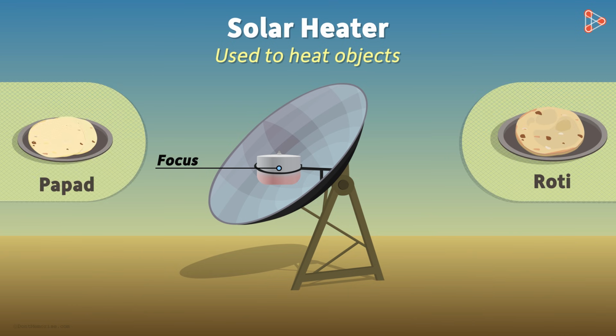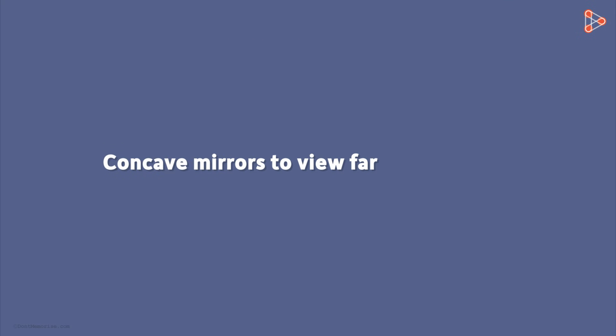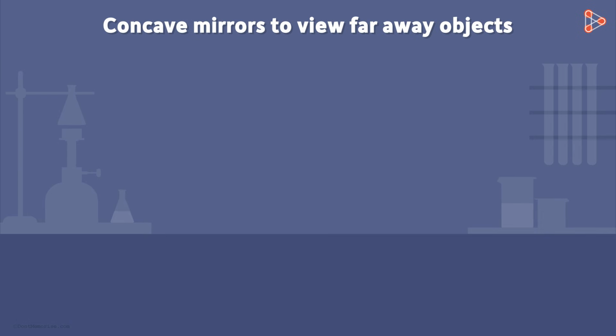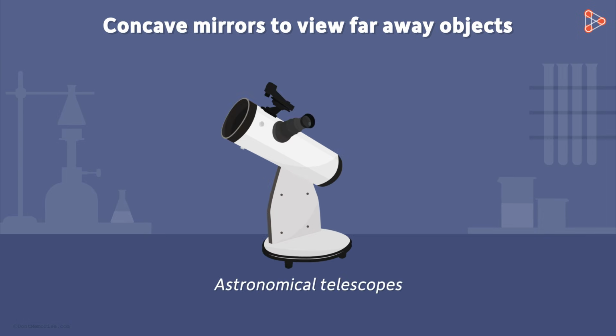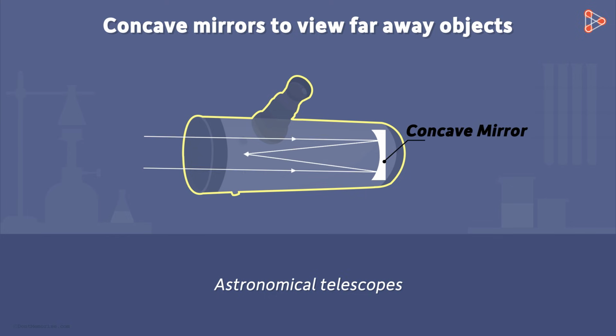Where else in the world do we use these types of mirrors? We can use concave mirrors to view the objects which are very far away from us. Yes, I am talking about the astronomical telescopes. How is a concave mirror used in a telescope? When the parallel rays of light from the distant star enter the telescope, they fall on the concave mirror which is placed on the opposite side. This concave mirror then converges all the light at a focal point. So the image of the star is formed at this point in space.